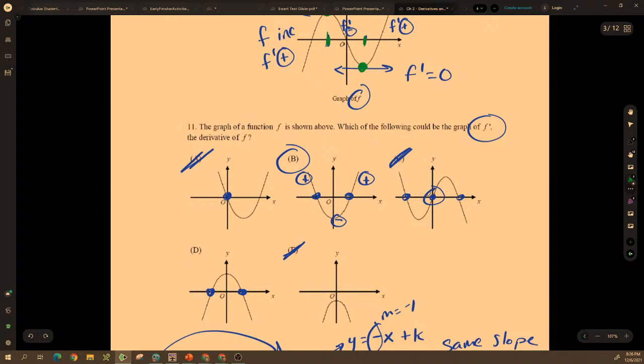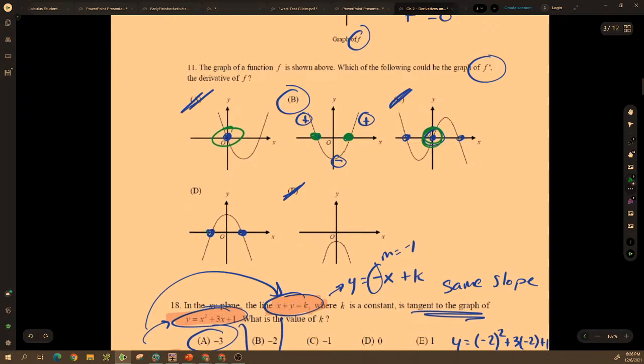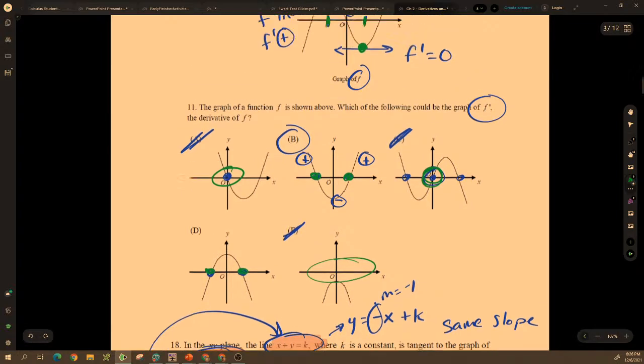So if I look at choice A, I have a 0 here at 0. That's wrong. Choice B, I have the two right locations. Choice C, again, I have this extra 0. That's wrong. Choice D, I have the two right locations. And choice E, I have no zeros at all. So that one's wrong as well. So I'm between choice B and choice D.